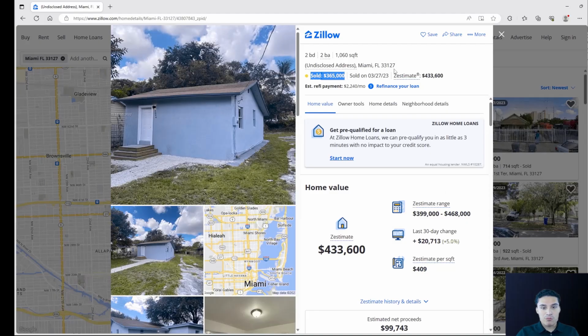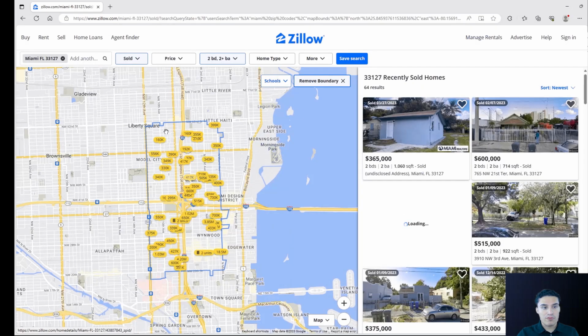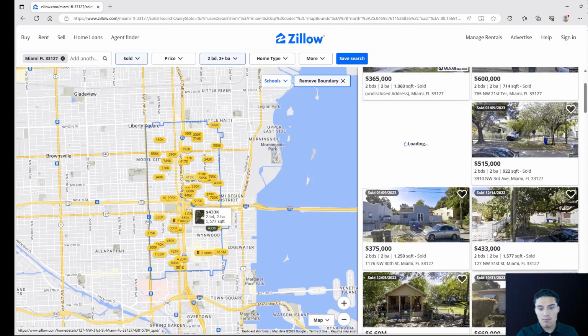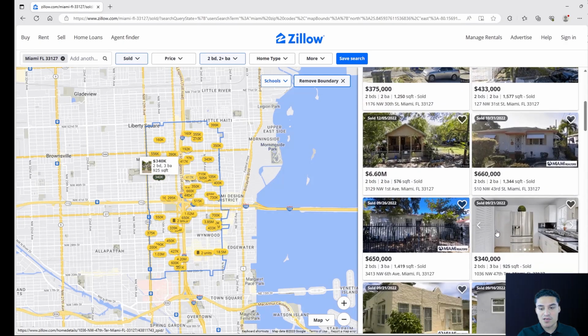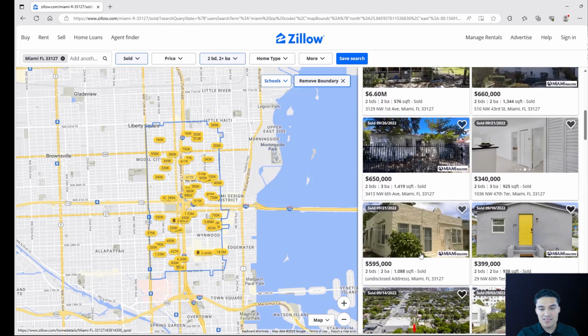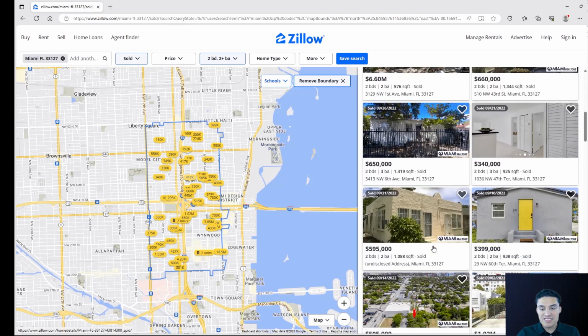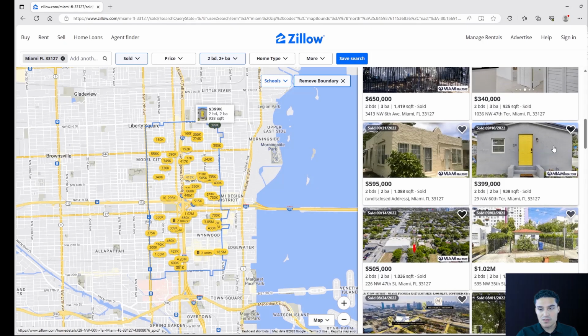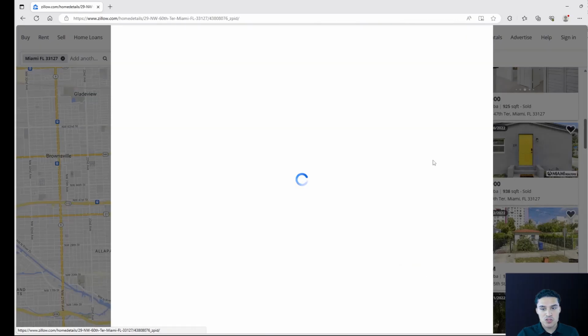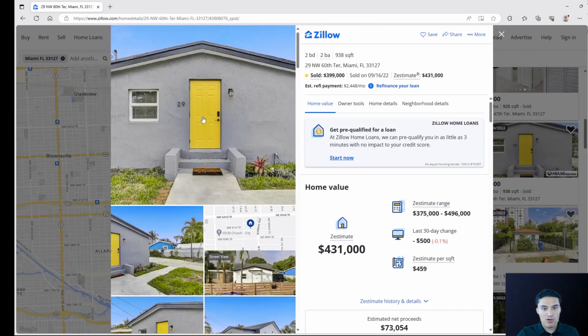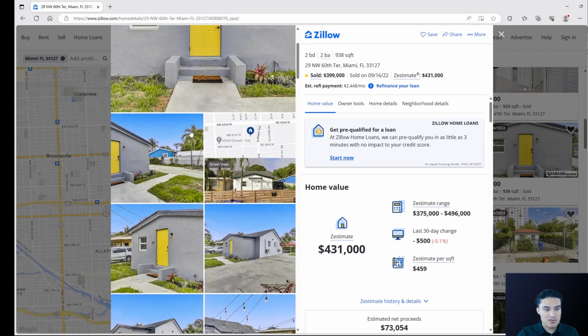So again, the reason why I like looking at Zillow to the properties that recently sold in the zip code that I'm searching, because it's my local zip code, I'm making sure of the maximum price that I can sell a property for once it's fully rehabbed. And you want to do it based on the most recent sales, okay? So look, here's another property similar to the one that we just checked. Property sold for $400,000, basically $399,000.